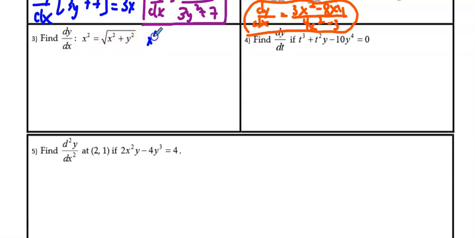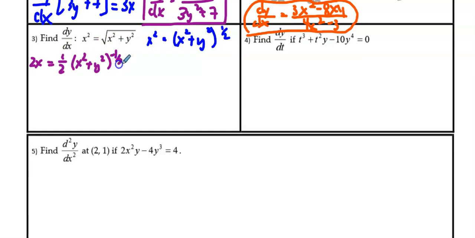I'm going to rewrite this as x squared is equal to x squared plus y squared to the 1/2 power. The reason I want to show it to you this way first is because I want you to see we have to use the chain rule. So we're taking the derivative of the left side, and the derivative of the left side is simply going to be 2x, right? And you don't have to do dy/dx here because there's no y's here, so 2x, done. The derivative of the right side, well, remember, we have something raised to a power, so we have to use the chain rule. So we have to do 1/2, and remember, leave everything inside of the parentheses alone, to the negative 1/2.